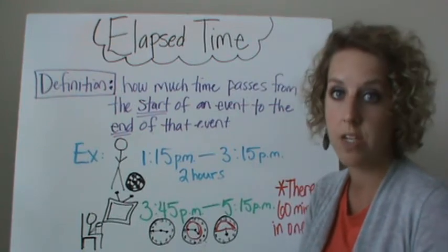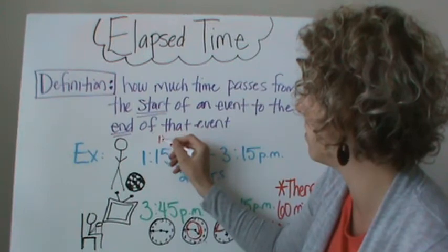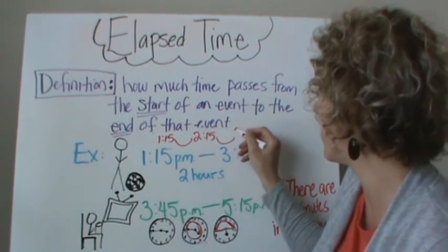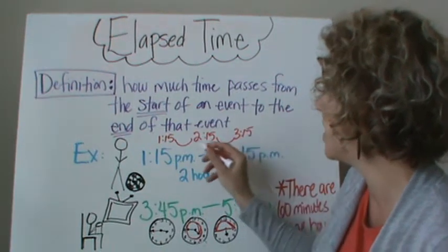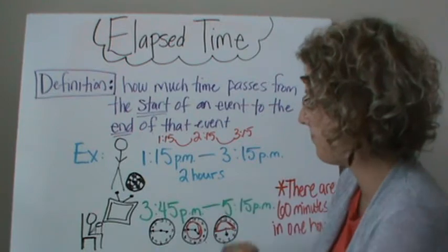From 1:15 to 3:15, you start out at 1:15, go to 2:15, and then go to 3:15. You have 2 hours, so 2 hours have elapsed.